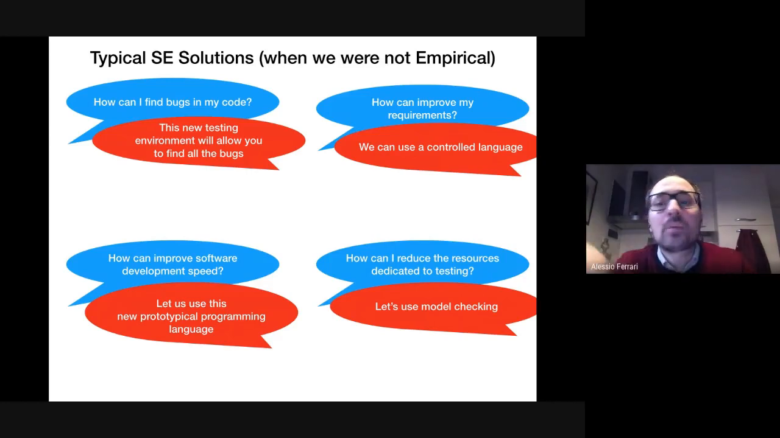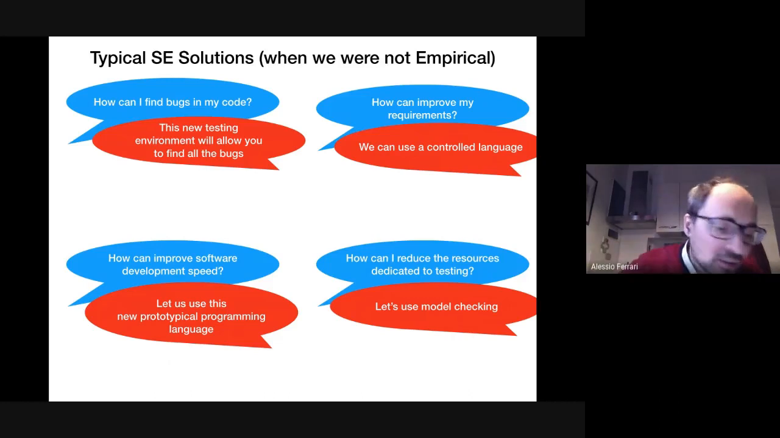For example, how can I improve my requirements? Well, we can use a controlled natural language. So instead of writing the requirements in English or in Italian or in French or German, we use a constrained language, a simplified language that is controlled and that is not ambiguous. So I'm sure that everyone will understand them clearly. Or for software development speed, let's use this new prototypical programming language.